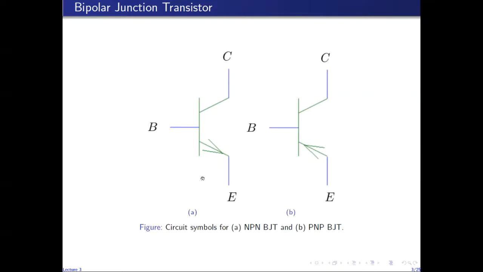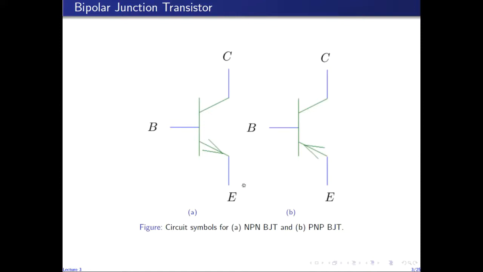So these are the symbols used to represent NPN and PNP bipolar junction transistors. The direction of the arrowhead shows the direction of the conventional current flowing through the emitter branch. So for an NPN BJT, the emitter current flows out of the emitter terminal into the external circuit. Whereas for a PNP BJT, the emitter current flows into the emitter terminal from the external circuit.